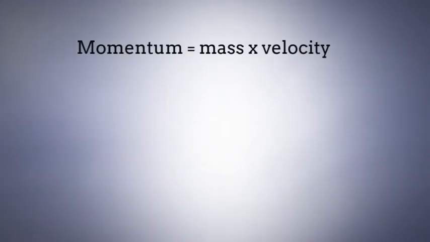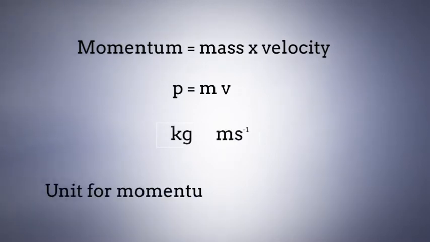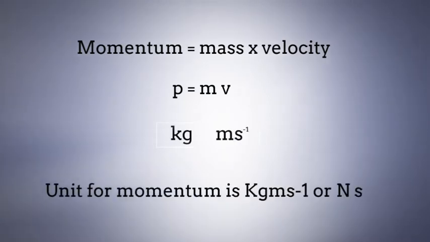Momentum is defined as the product of mass and velocity. The formula is easy: p equals mv. Therefore, the unit is kg meters per second or Newton seconds. So, momentum depends on the mass and velocity. A big lorry has high momentum because its mass is high. A bullet also has high momentum because it has high velocity.